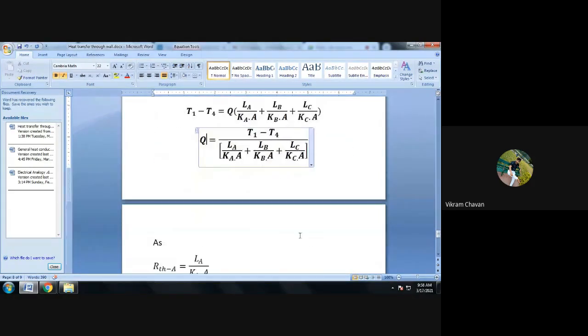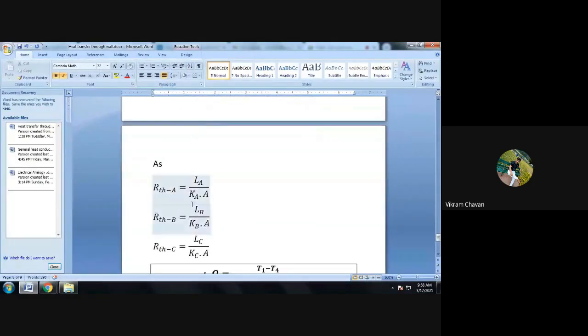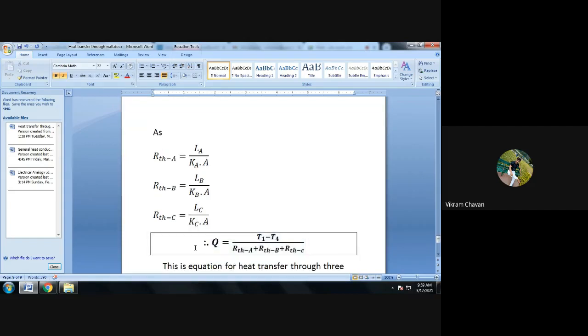So as we know, R_TH A is equal to L suffix A divided by K suffix A multiplied by area, and R_TH B is equal to L suffix B divided by K suffix B multiplied by area, and R suffix C is equal to L suffix C divided by K suffix C multiplied by area. Therefore we can write Q is equal to (T1 minus T4) divided by the summation of all the thermal resistances. Okay, summation of all the thermal resistances.